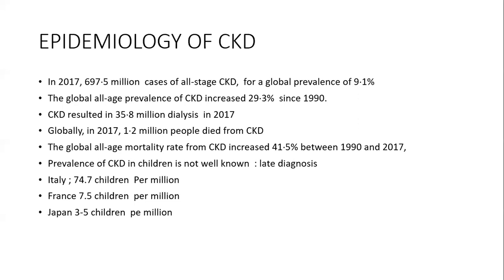So, as I said, there is little known about the prevalence of chronic kidney disease in children. However, some countries have some studies. For example, in Italy, the prevalence of chronic kidney disease was 74.7 children per million. In France, 7.5 children per million. And in Japan, 3 to 5 children per million.